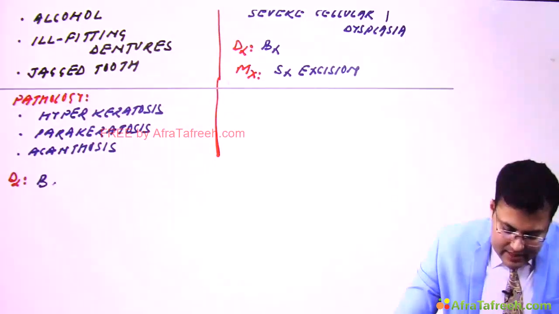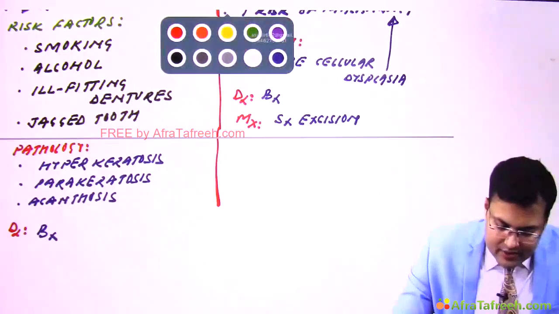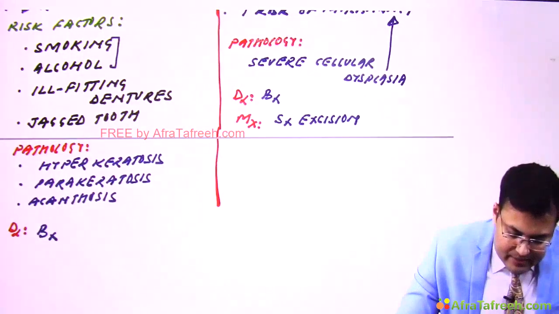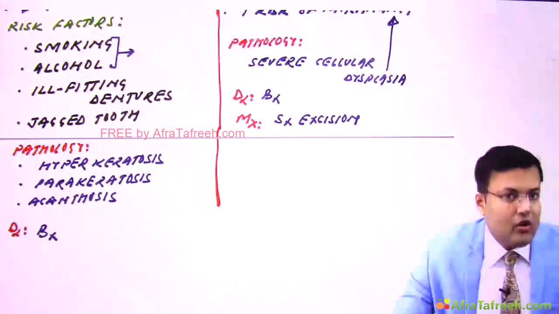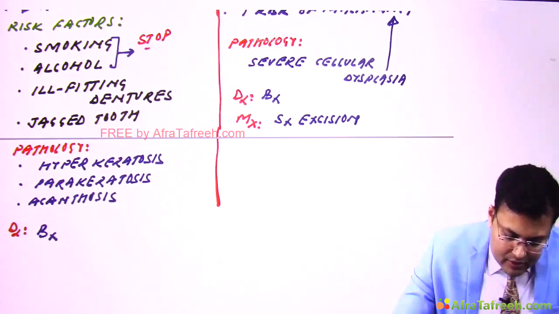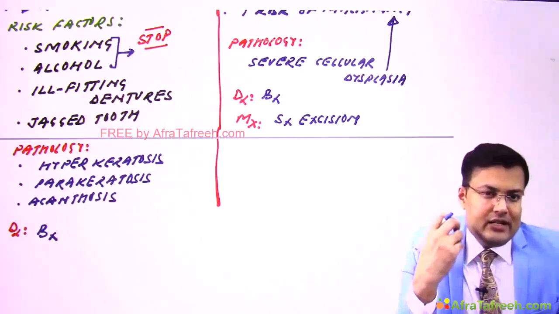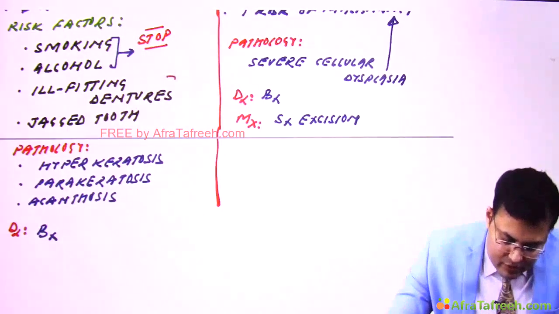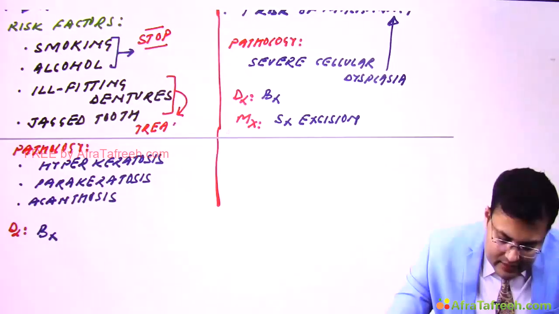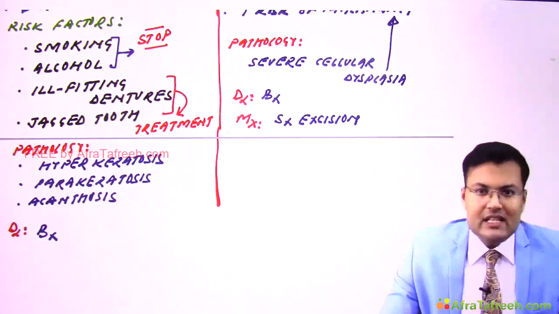Clear? And how we are going to treat? Okay, so generally, first we are going to encourage patient to stop smoking and alcohol. So if patient is having leukoplakia, stop smoking and alcohol. If the patient is having ill-fitting dentures, jagged tooth, so what we are going to do? Treat the underlying cause.